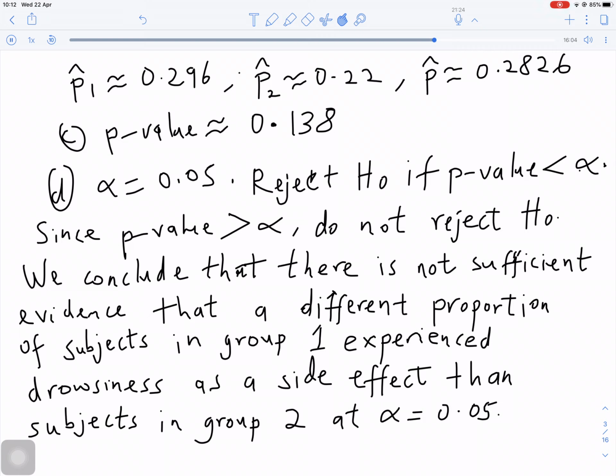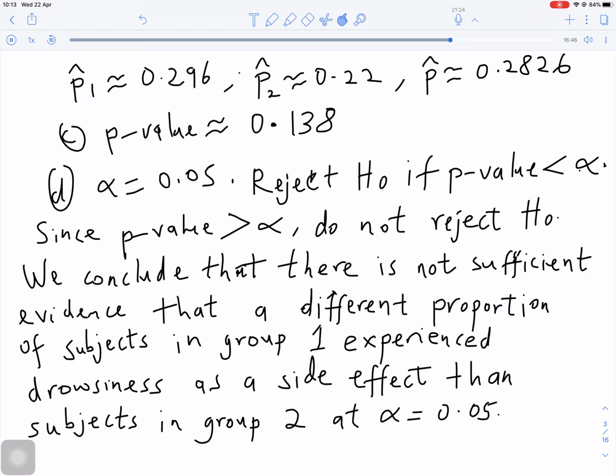There is not sufficient evidence that a different proportion of subjects in group 1 experience drowsiness as a side effect than subjects in group 2 at alpha equals 0.05. Because we do not reject H0, it means that there is not sufficient evidence to conclude whatever is in the alternative hypothesis. I just noticed this, so I'm going to update that in the slide that I posted earlier on.